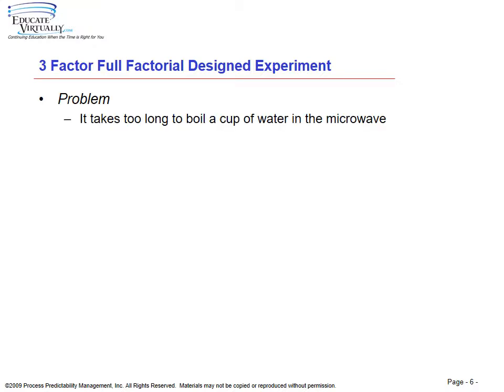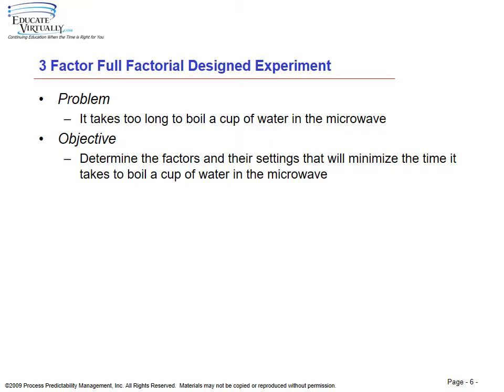Let's design and analyze a three-factor full factorial design experiment. The problem: it takes too long to boil a cup of water in a microwave oven. The objective: determine the factors and the settings that will minimize the time it takes to boil 1 cup of water in a microwave oven.